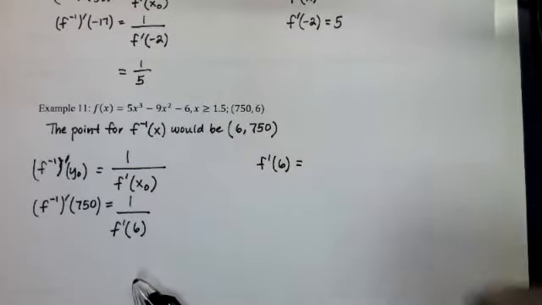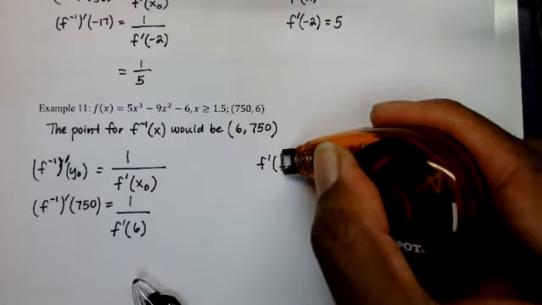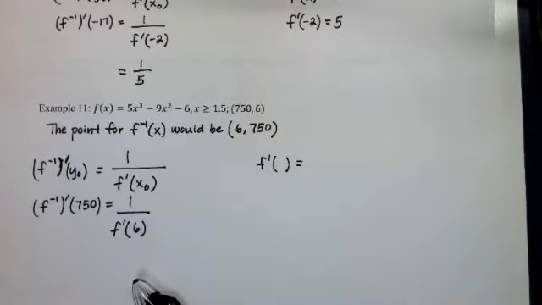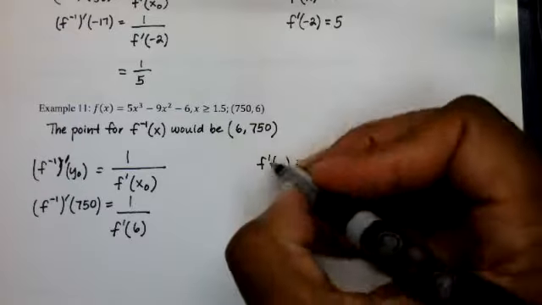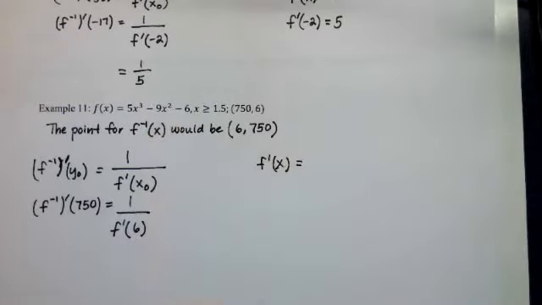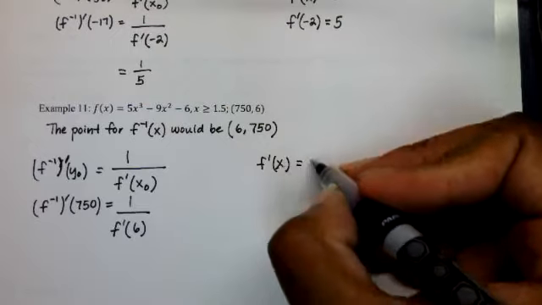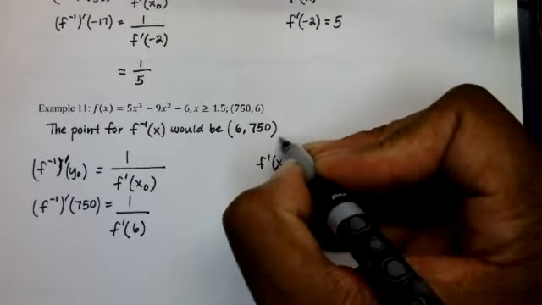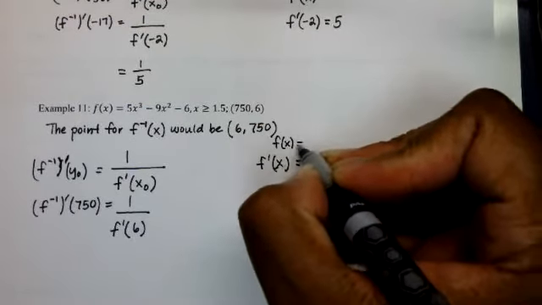I just need to find the first derivative first, and then we can find out what it will be at x equal to 6. So here's my function, f of x equal to 5x cubed minus 9x squared minus 6. So if I take the derivative of that, it might help if I go ahead and write that.